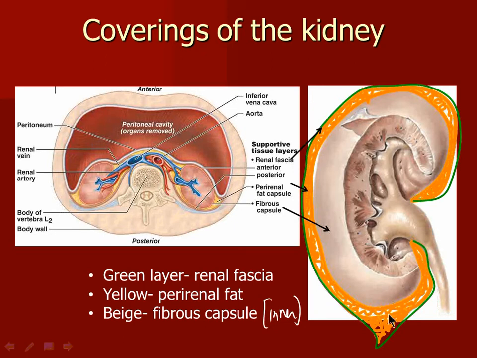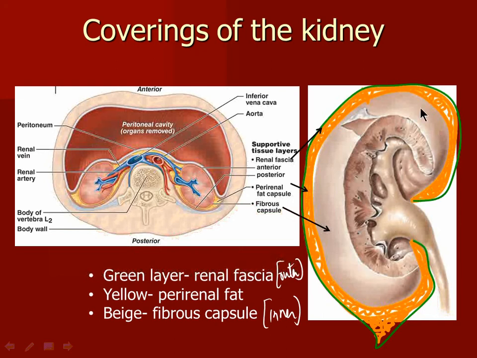The second layer is a covering of peritoneal fat which goes all around the kidney like this. So this is known as perirenal fat. And then on the outside, the outermost covering is condensation of connective tissue present in the abdomen, and that forms what is known as renal fascia. Renal to do with the kidney, and fascia is just connective tissue. So this green layer on the outside is the renal fascia.